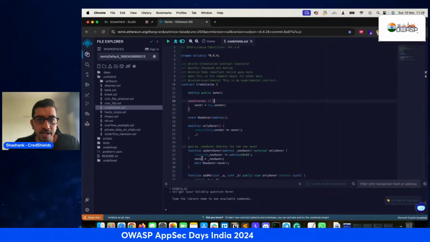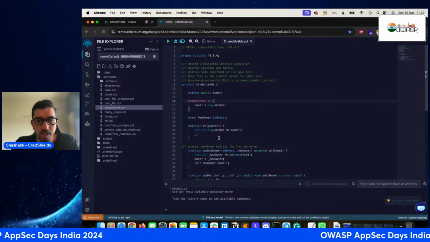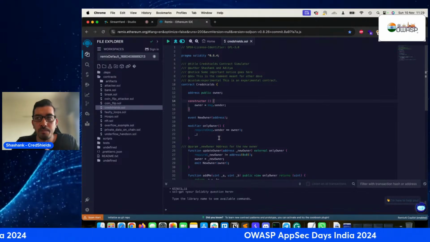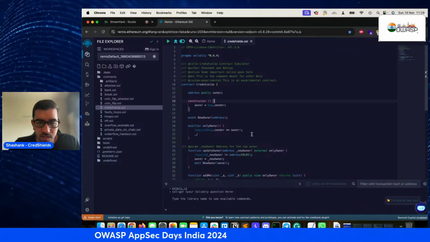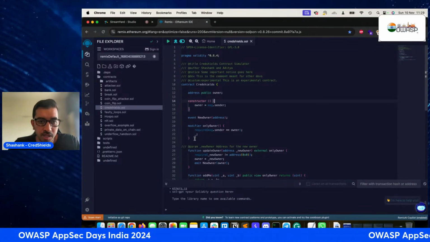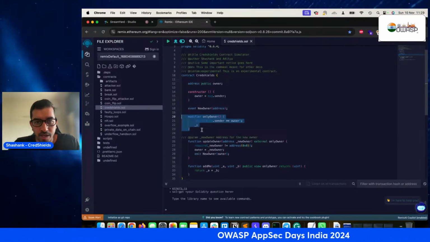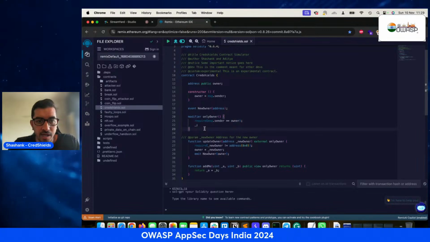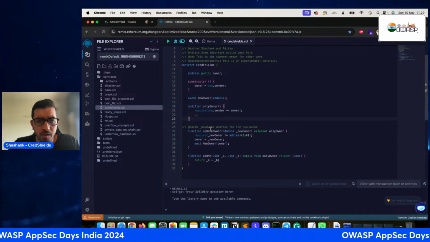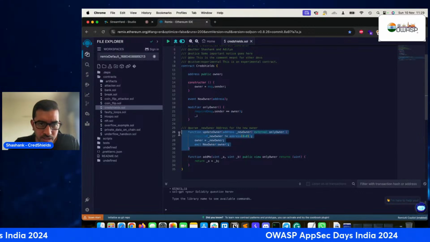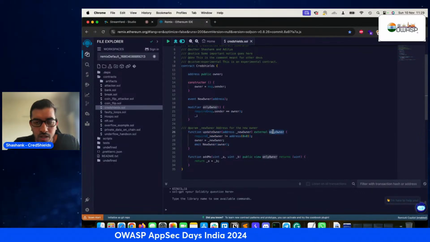So for that, I need to explain how access controls are protected, how access controls are implemented in smart contracts. There is something called a modifier in smart contracts, which is a common way of adding access control on a particular function. For example, if we see this example, the update owner function has this modifier only owner.